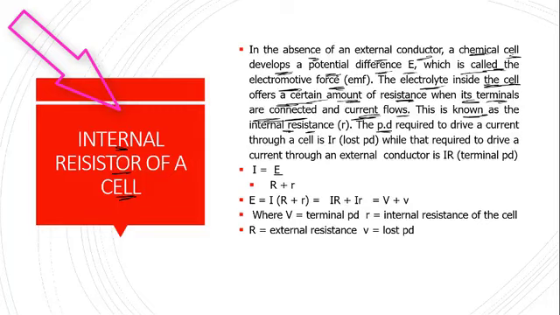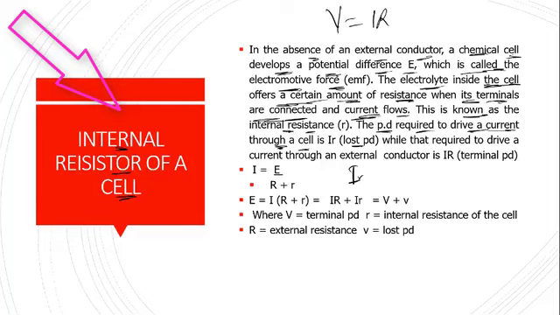The potential difference required to drive a current through the cell is known as Ir. Ir is current times resistance, which gives us the lost voltage. Remember that from Ohm's law, potential difference is equal to IR, current times resistance.